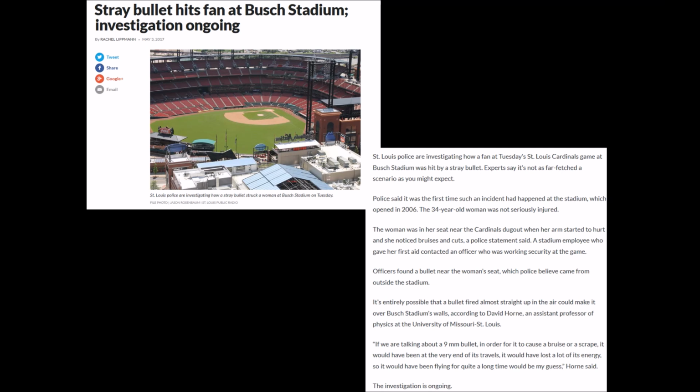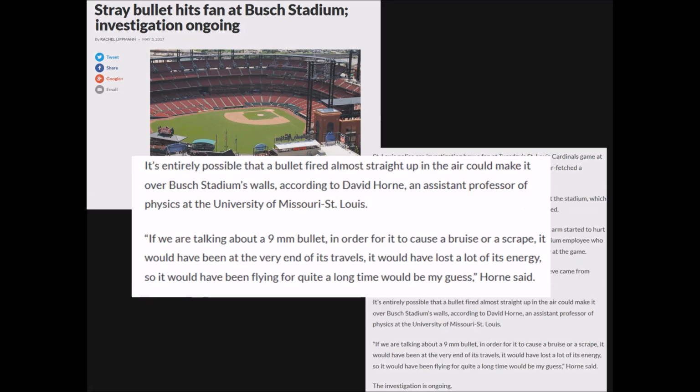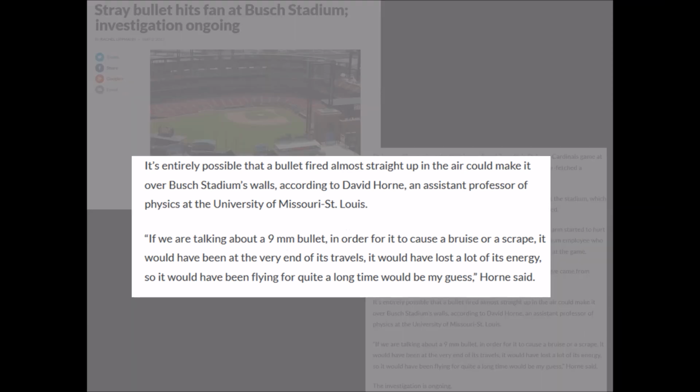Now, one of the things that you have to do when you're dealing with the press is be very explicit, but then they still misquote you. Now, from the calculation, I would say that the bullet definitely would make it over one of the stadium's walls if it was fired from right outside.